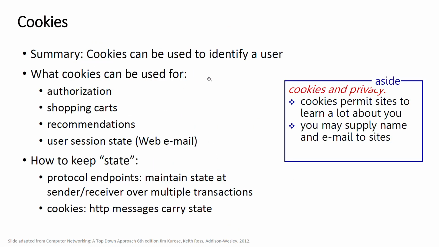So cookies. Let's summarize them. Cookies can be used to identify a user. What can cookies be used for? Authorization, shopping carts, recommendations, user session state, like web email. How to keep state? At the protocol endpoints, maintain state at sender and receiver over multiple transactions, but with cookies, you send them with HTTP messages, so this way you carry the state.